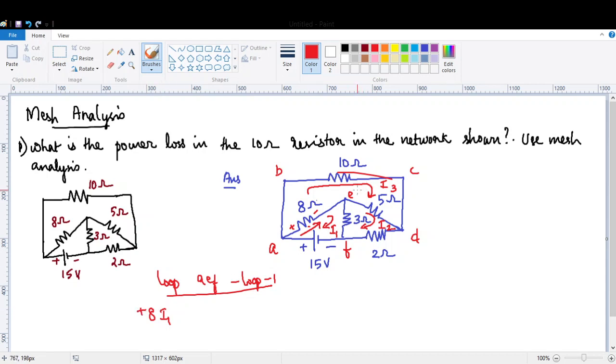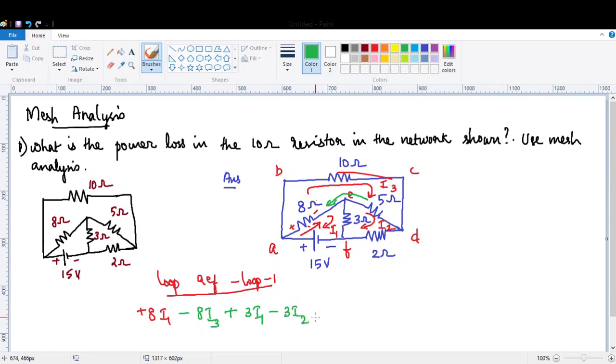Now in the same 8 ohm, current I3 is also flowing. You can see, current I3 is also flowing like this. So the I3 current is entering from minus and leaving at plus. So it is 8 I3. Always remember, if you are considering the first loop, that current will be entering through plus and leaving through minus. All others will be according to this notation. Okay, so remember that. Now, 8 I1 minus 8 I3, plus, what is next? Plus 3 I1 minus 3 I2.